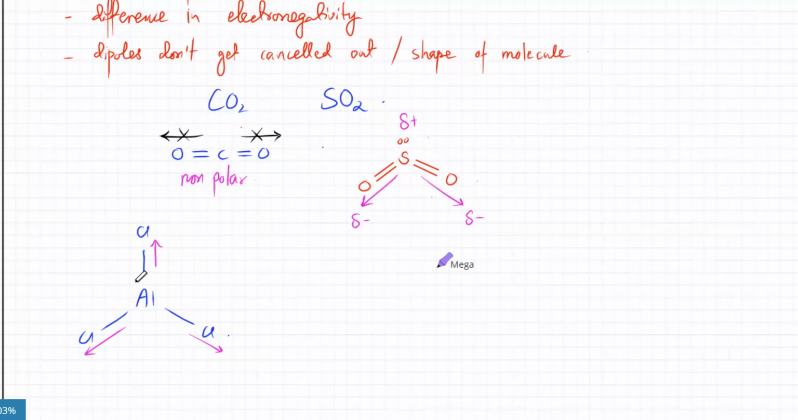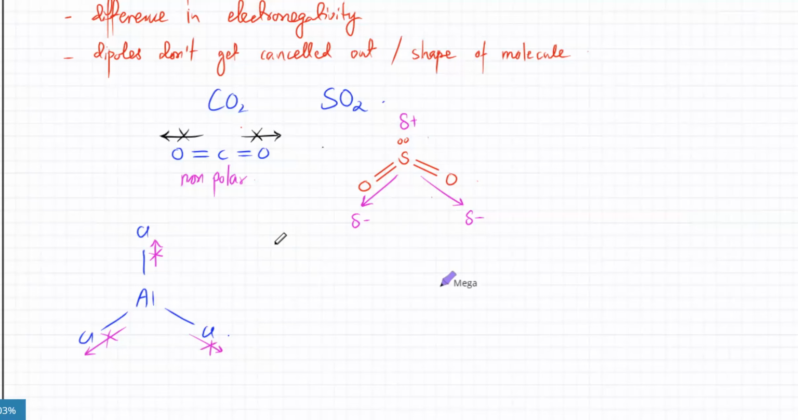Think of electrons over here, one trying to pull it upwards, one over here. So the electrons would stay right in the middle. They're not going to go anywhere. So the dipoles over here, although there is a difference in electronegativity, they are going to get cancelled out.